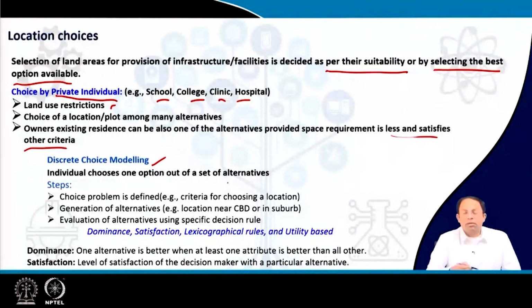So he has got many alternatives in front of him, and he chooses one option out of them. Now, if I break it up further into steps, the first step is that the choice problem is defined. That is, the criteria for choosing a location. That means because it's a school, I will use certain criteria for choosing the location. If it's a hospital, I will choose another set of criteria for choosing the location. Or it could be based on some criteria like a financial constraint on my part, that I cannot go for a plot which costs more than so much rupees per square foot.